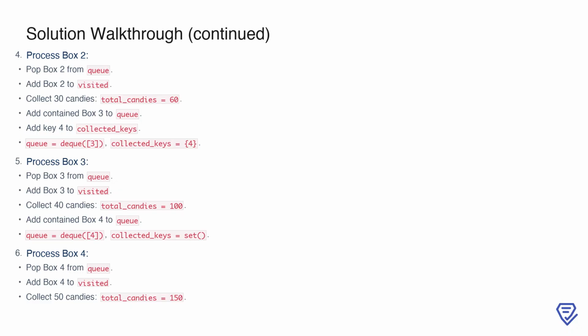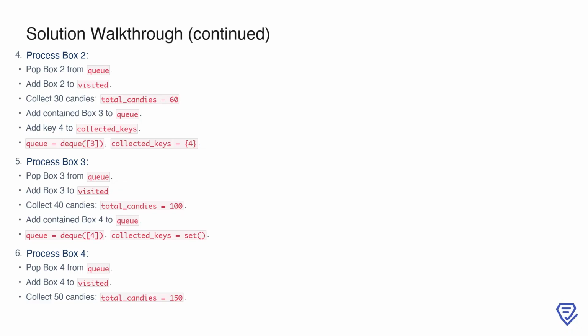We then process box 3 by removing it from the queue and marking it as visited. Box 3 adds 40 candies, raising total_candies to 100. Within box 3, we find box 4, which is added to the queue. Since box 3 does not provide any keys, collected_keys becomes empty.